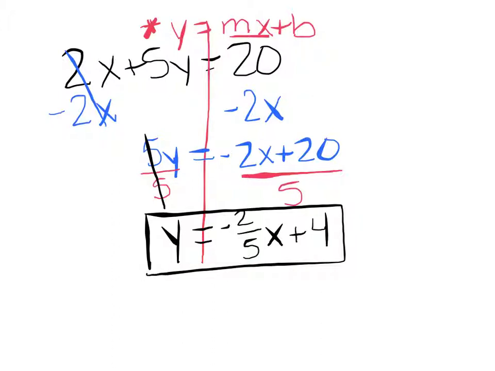Now, if we wanted to, we could actually find the slope and the y-intercept. The slope is negative 2 fifths. I swear that's a 2. And the y-intercept is the point 0, 4.